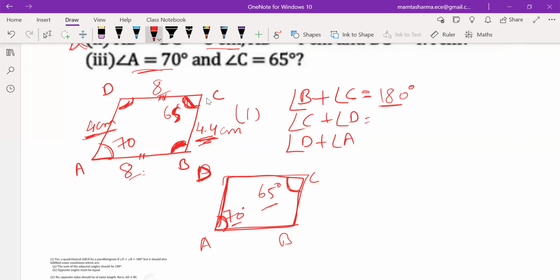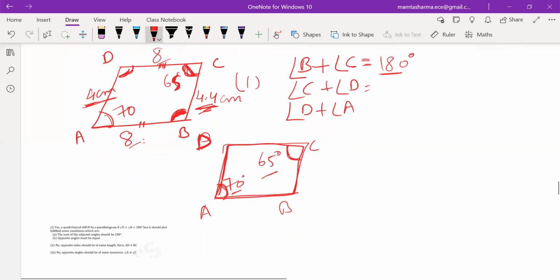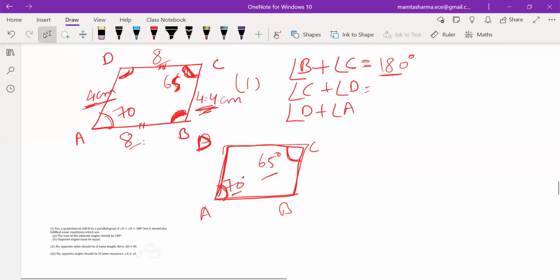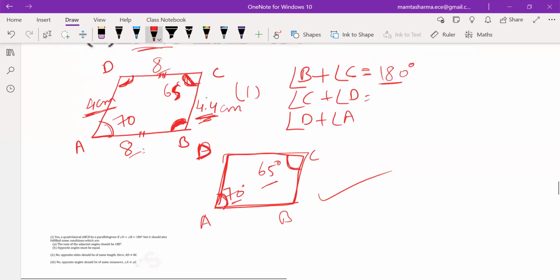I'm getting confused because you are saying AD equal to 70 degrees. Don't say AD equal to 70 degrees. Say angle A is 70 degrees and angle C is 65 degrees. Since they are opposite angles, in a parallelogram opposite angles should be equal, and here they are not the same. Okay, so AD, I understand you are talking about the sides, right? Is this clear for all? Yes. Okay.